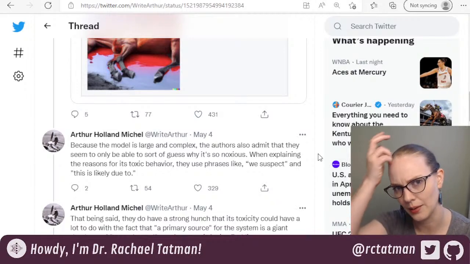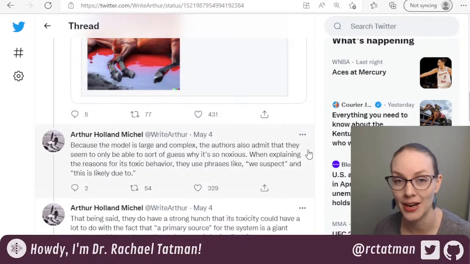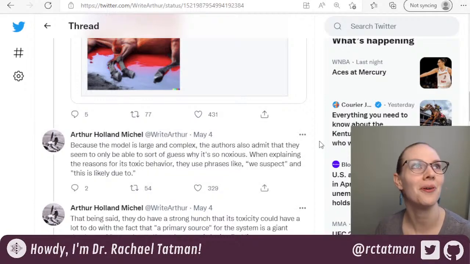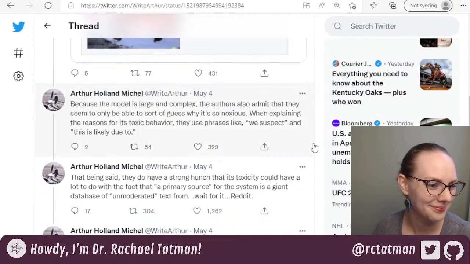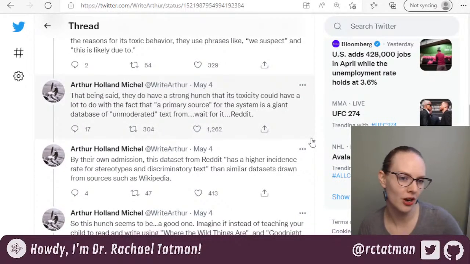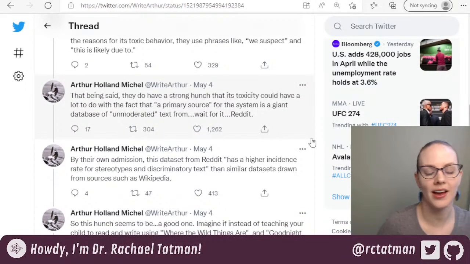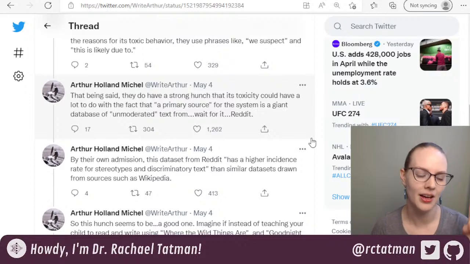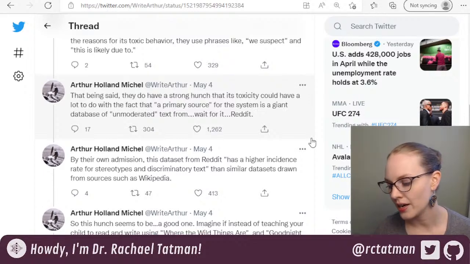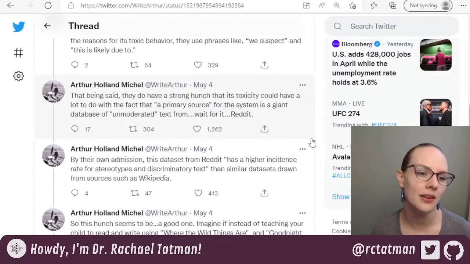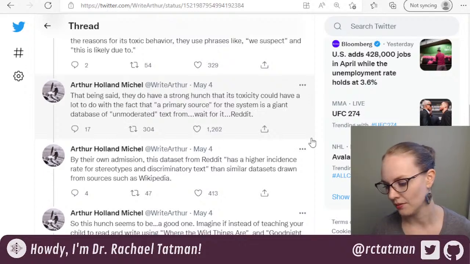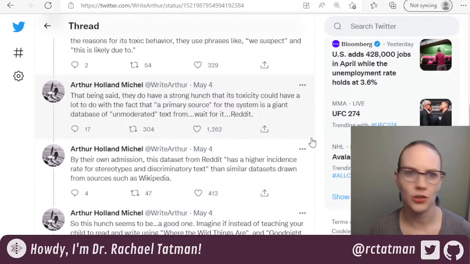There's a whole field of explainable AI that a lot of time and energy has been put into, but far less than, for example, training large language models. That being said, they do have a strong hunch that its toxicity could have a lot to do with the fact that a primary source for the system is a giant database of unmoderated text from Reddit. Reddit is a very popular corpus in NLP. Their reuse, developer agreement. It's not the EULA. Well, I guess it is the EULA, right? Because the end user's license agreement, since the users have to agree to it, but their developer agreement is pretty permissive.